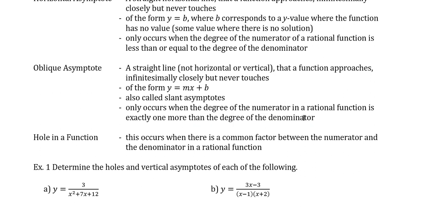And then hole in a function. Again, we'll see what this means in a minute, but this occurs when there is a common factor, a particular type of common factor between the numerator and the denominator in a rational function. Okay, so after we've gone through the rest of these examples and you've done a little bit of this, you could go back and read these definitions again, and then it might kind of solidify them a little bit more for you. So let's take a look.